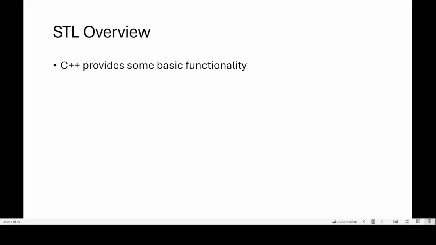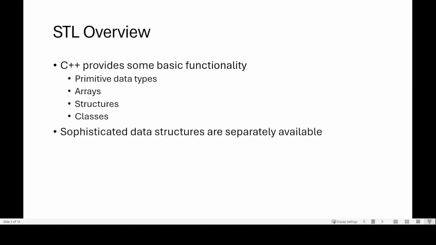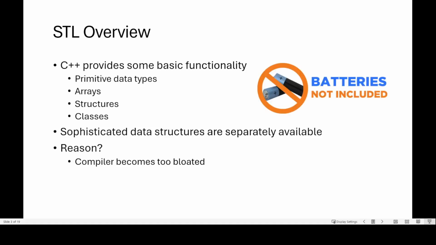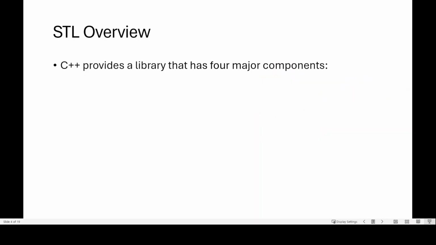So programming languages typically have very basic functionality inbuilt to them because that's the kind of stuff that every programmer needs. It has primitive data types, it has arrays, it has structures, it has classes, but sophisticated data structures are available separately. So you can say something like batteries not included. Why is that? The reason is that if we include all that sophisticated functionality as part of the standard programming language, the compiler becomes too complex, too bloated, and that is not desirable.